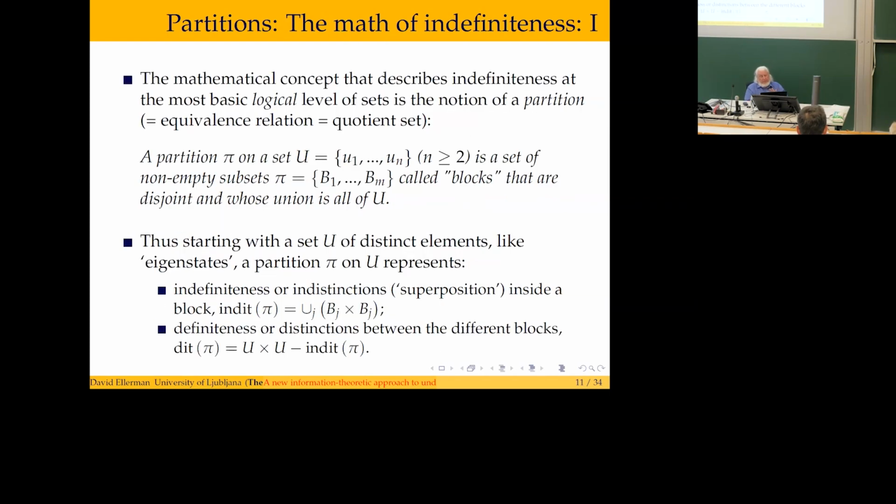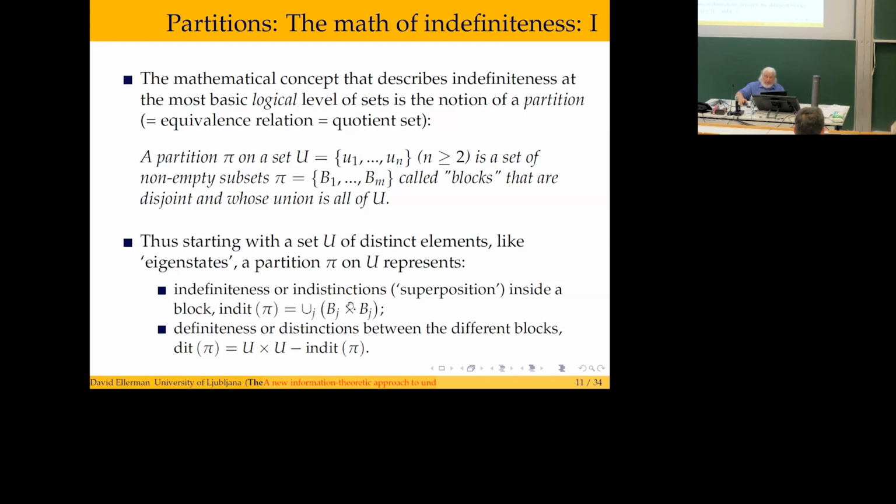So just to be a little more specific now about the math of indefiniteness, a partition on a set U, our universal set, which we'll keep finite dimensional, is a set of non-empty subsets called the blocks or the cells, and they are disjoint and their union is all of U. And remember, a distinction is an ordered pair of elements from U that are in different blocks. We're counting even the ordered pair, so each will count twice because you have different orders.